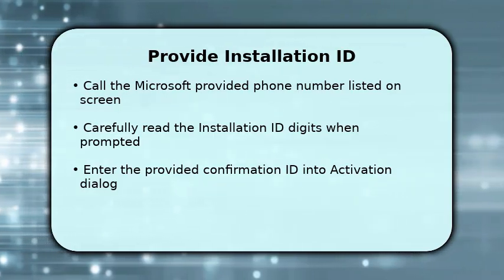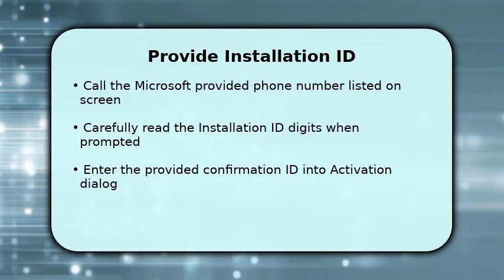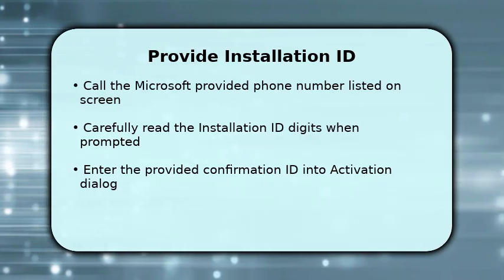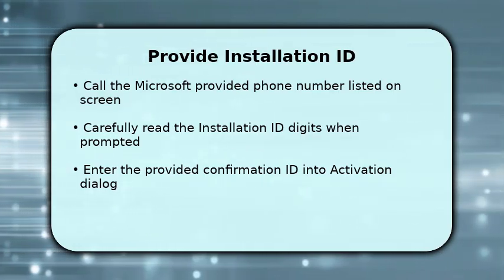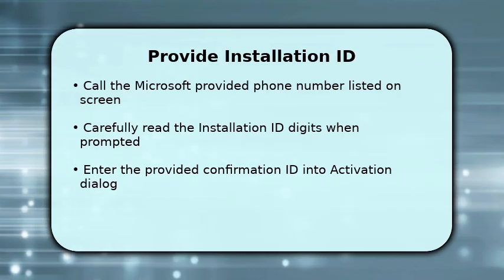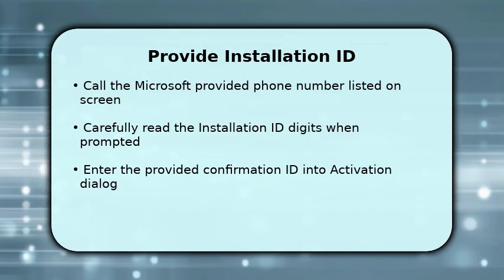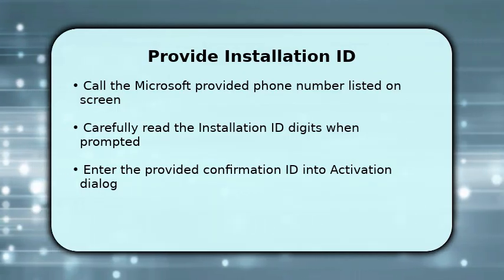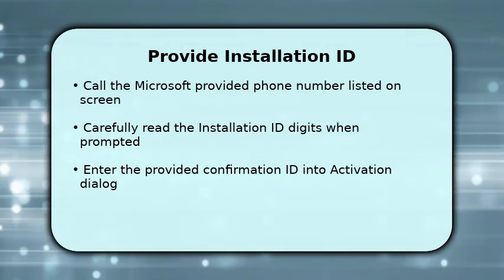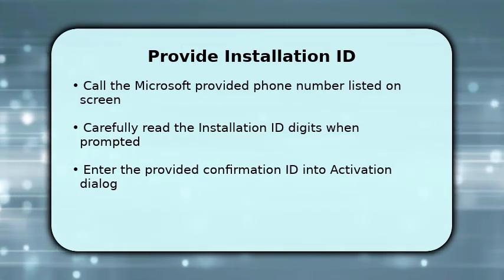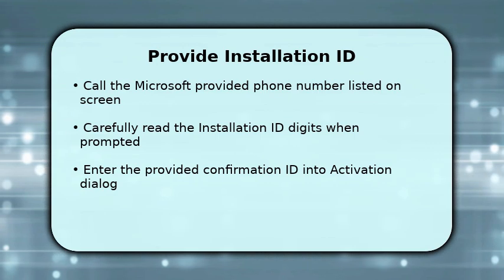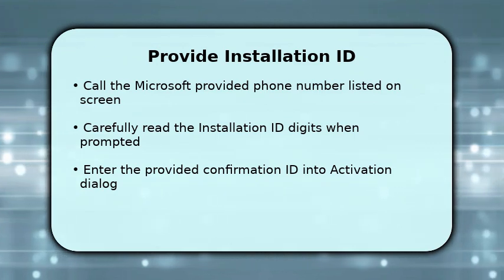When the automated system or agent prompts you, slowly read each block of the installation ID exactly as displayed. Pause between blocks to ensure accuracy. Once the agent or IVR returns a confirmation ID, type it into the activation dialog boxes on your PC. Make sure you enter all digits with no extra spaces or characters. This step links your hardware to the product key.